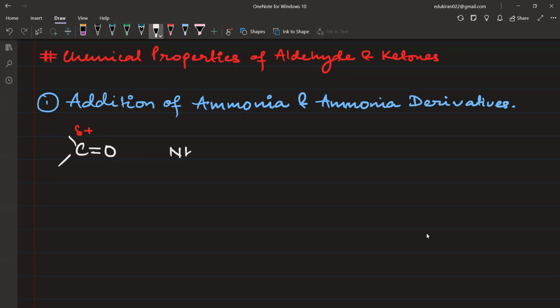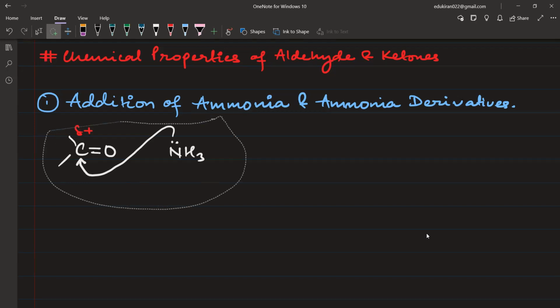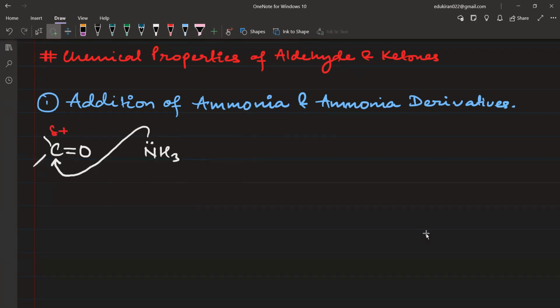Then we have NH3. NH3, please remember, always has a lone pair. It has 3 bonds and a lone pair. Now this NH3 is electron rich. It is a nucleophile, so it will attack this carbon atom. As soon as the nitrogen atom attacks the carbon atom, it is going to form a bond with the carbon atom.